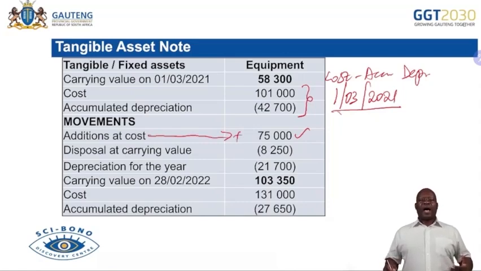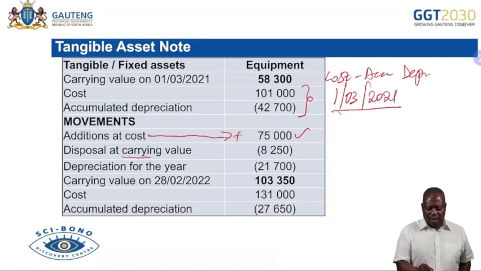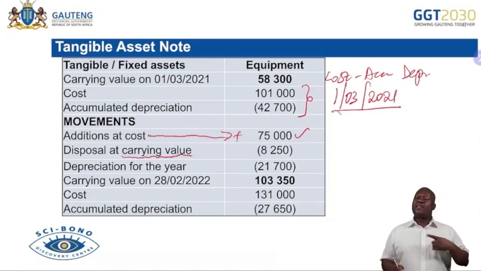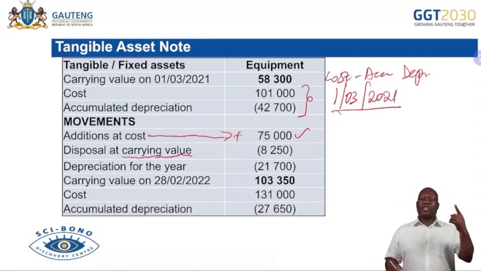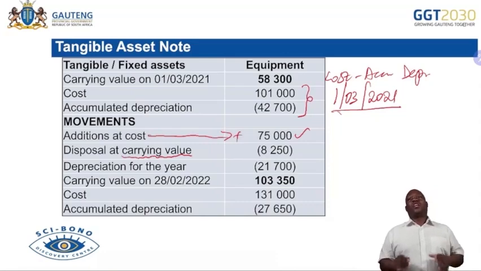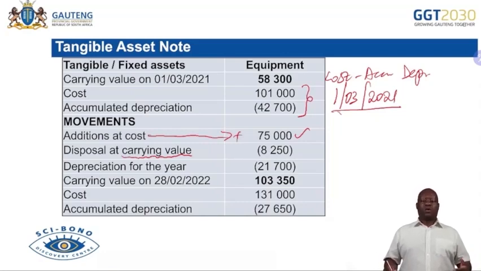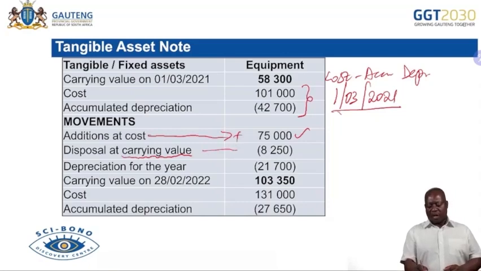Now, after that, we have got disposal. Remember, we have got disposal. But disposal is always recorded at carrying value. That's why we need to remember how much we disposed this asset for. It was 8,250 at carrying value. Very important. Remember that. Don't lose this part, because whatever happens will depend on it.